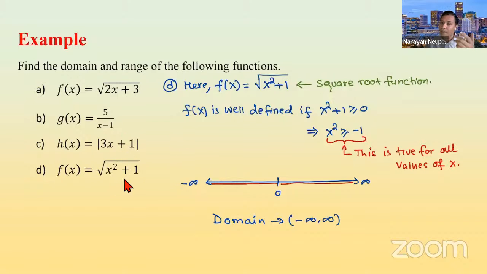And you know that the absolute value function is defined for all values of x. It can be negative, 0, or positive. So technically, there is no restriction on this function, h of x, the absolute value function.